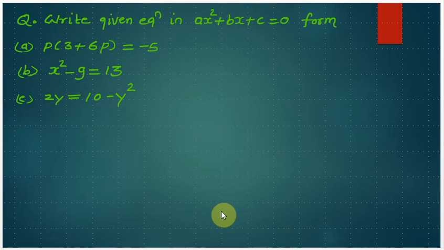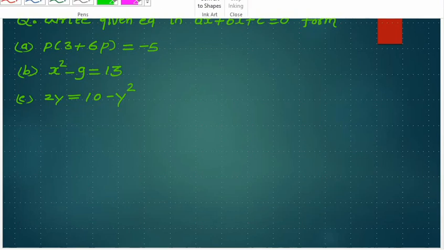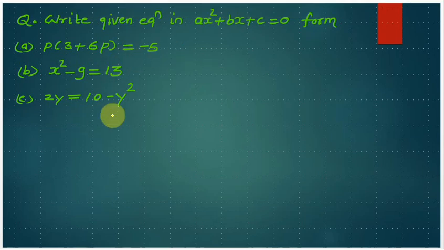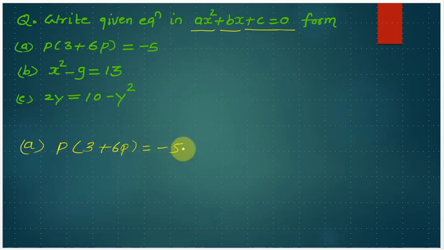Second question, write the given equations in ax square plus bx plus c is equal to 0 form. In this question, we have to convert the given equations into the standard form ax square plus bx plus c is equal to 0. The first is p(3 plus 6p) is equal to minus 5. This is not in the form of ax square plus bx plus c equal to 0. So we have to put in the effort to convert it into the form ax square plus bx plus c equal to 0.